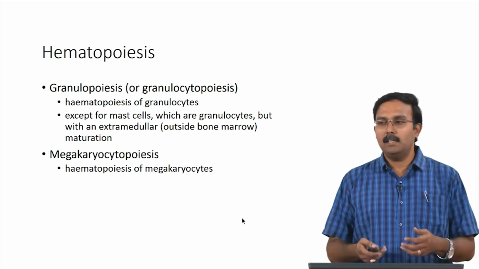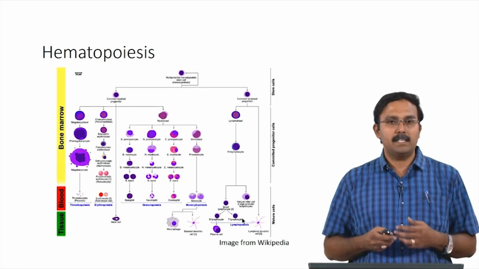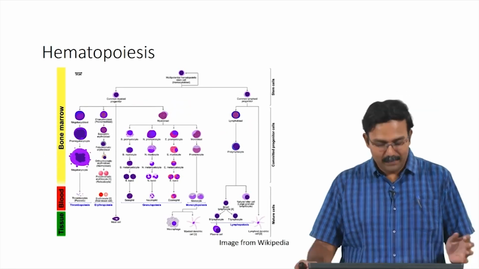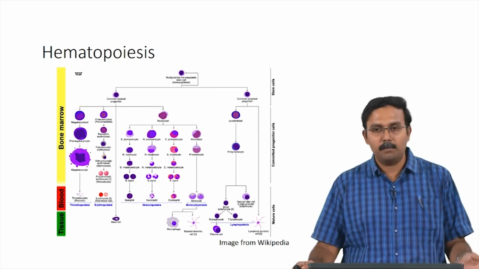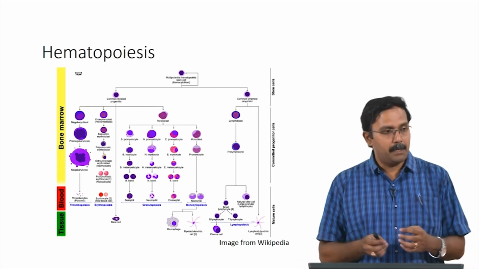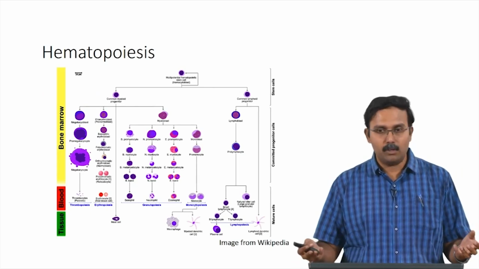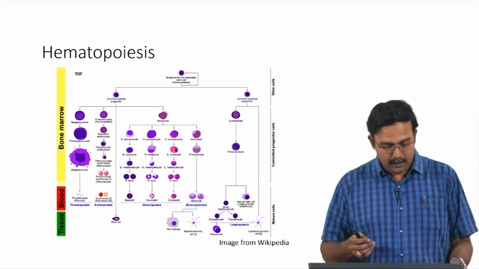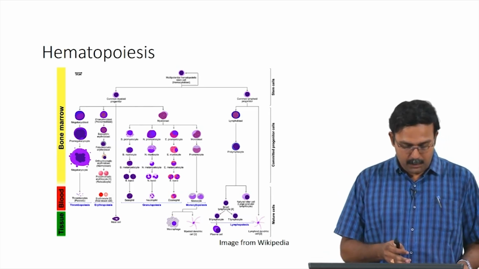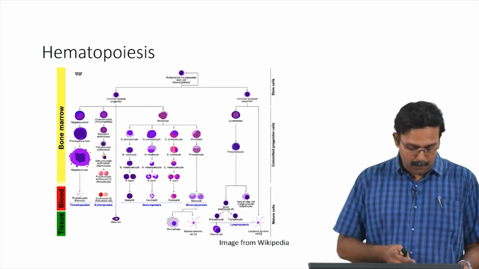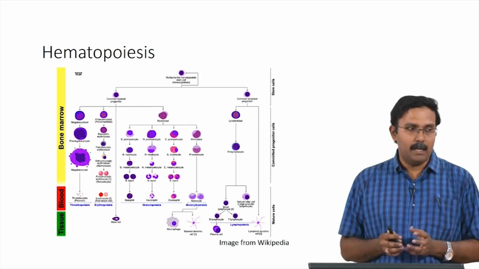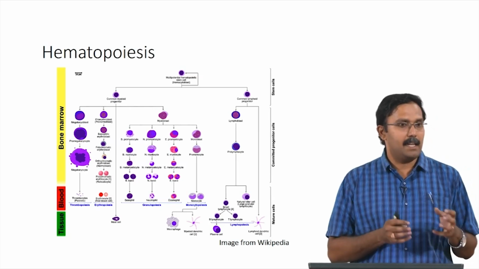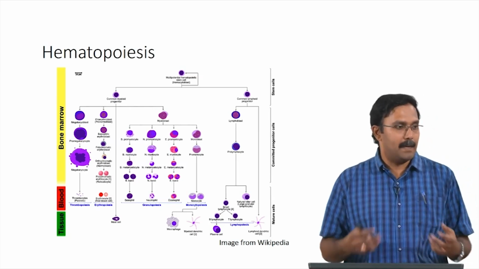If you were to look at it in a more detailed, step by step fashion, this is what it would look like. The multipotential hematopoietic stem cells have the self renewing property and they form common myeloid progenitors or common lymphoid progenitors, as I had already mentioned. The common myeloid progenitor can come out of the bone marrow and then mature into a mast cell, that is the extramedullary maturation to form mast cells.